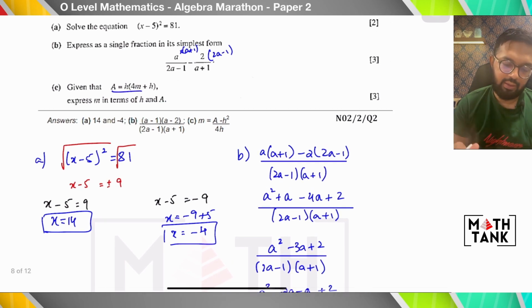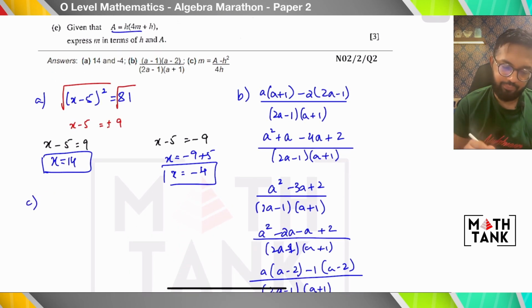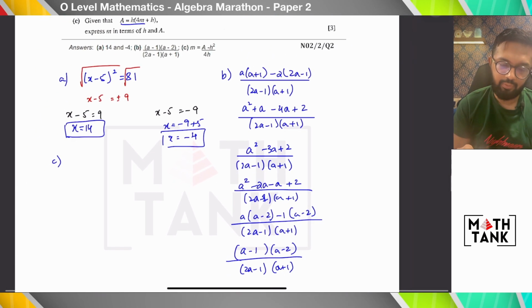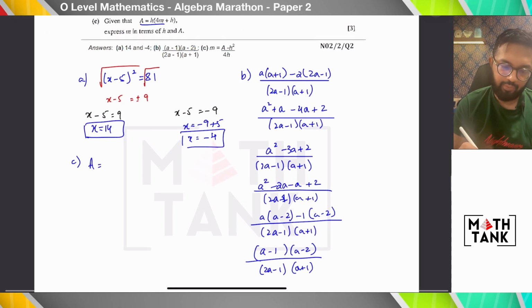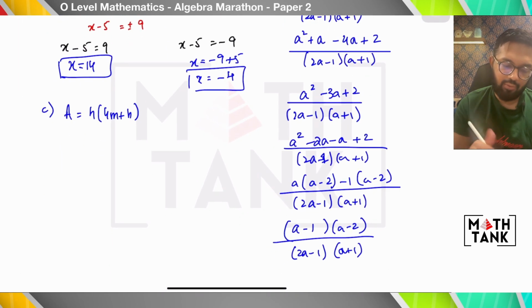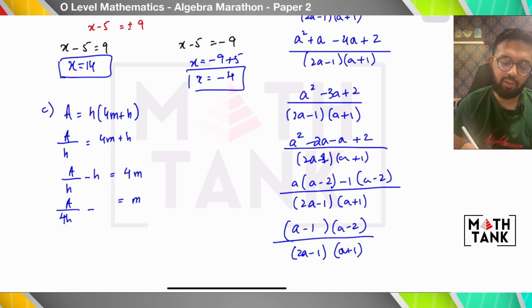And part C says I want to make m the subject, m in terms of h and a. I'm going to first move this h and say that this is 4m plus h. And then I'm going to move that h and say that a over h minus a. And then 4 is going to get divided with both of these. It's going to become a over 4h minus h over 4.